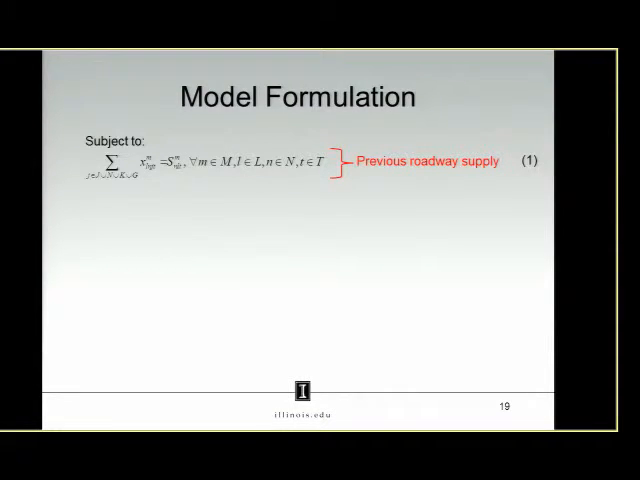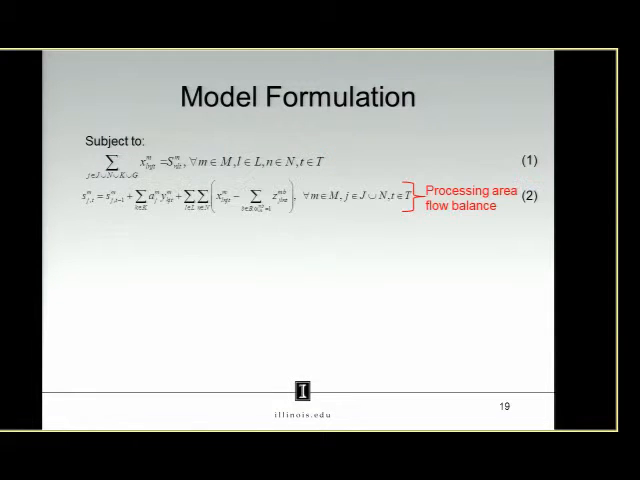The previous roadway supplies some material. We have to send this material somewhere. We can't just leave it on the side of the road, so we have a constraint enforcing that. When material goes to a processing area, the inflow of material to that processing area and the outflow of material from that processing area has to be equal. At the end of the day, we still don't want material just sitting there.